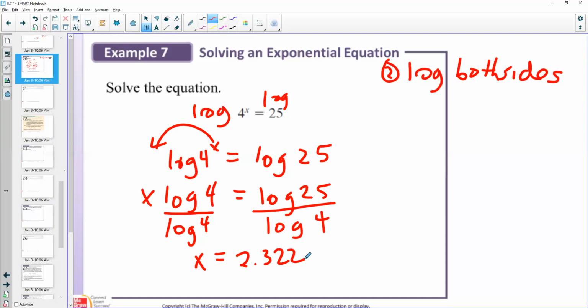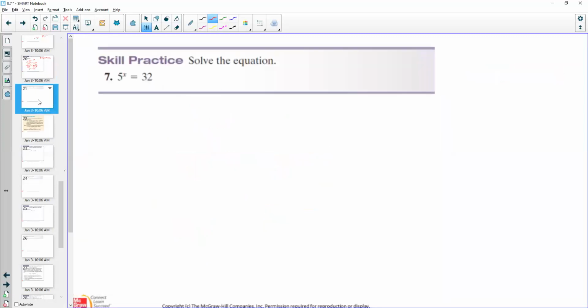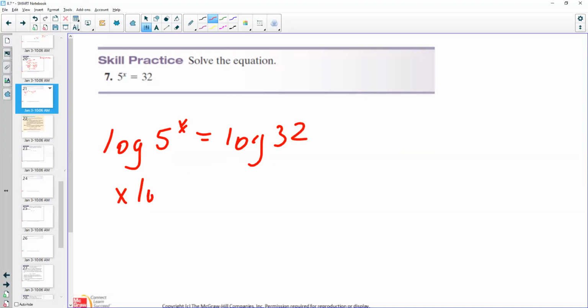You cannot survive this section without your calculator, so go get it if you haven't. Try another one. In this case, I can look at 32 as a power of 2, but it's certainly not a power of 5. So I'm really just going to take the log of both sides. Log of 5 to the x equals log of 32. That's going to let me write x times log of 5 equals log of 32. And I'm just going to divide by the log of 5.